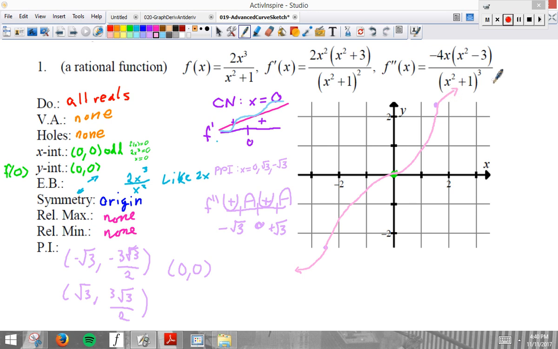And that's it. When I grade your test, I will be checking that your concavity matches, and that you always made an increasing function, something that's always increasing. And that's enough for this one.